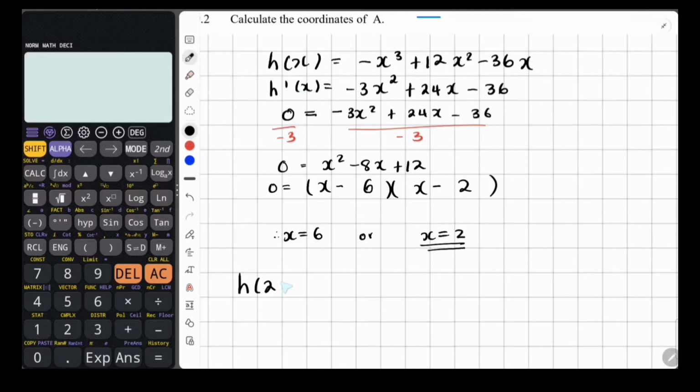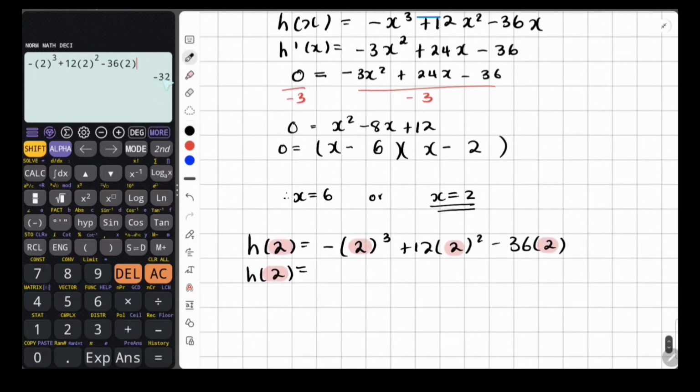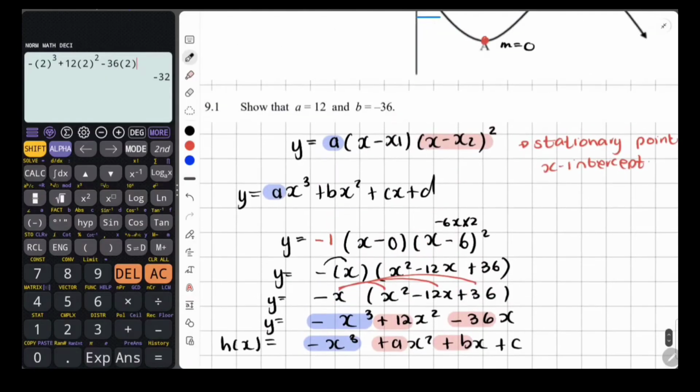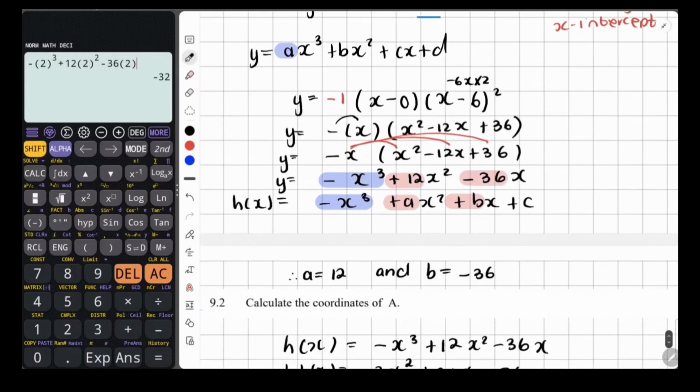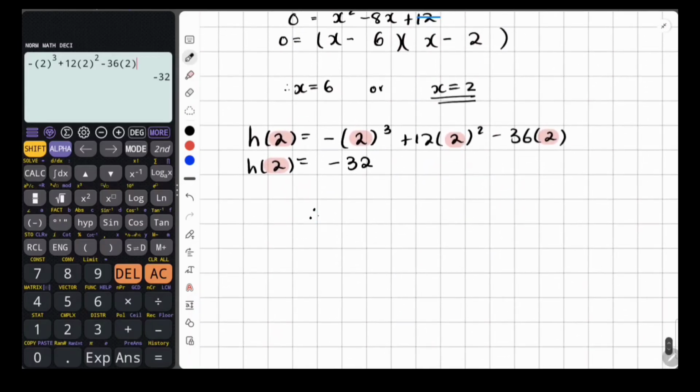So we're saying h of 2 is equal to negative 2 to the power of 3, plus 12 times 2 to the power of 2, minus 36 times 2. Let's see what this will give us. When you put that into the calculator, just make sure you put everything in properly. Be very careful when you do this. You get negative 32, and that makes perfect sense, because you see the y value is negative. So we know this one now is 2 and negative 32. That is the value of A. Make sure you always conclude because they ask you for the coordinates. So conclude: A is (2; negative 32).